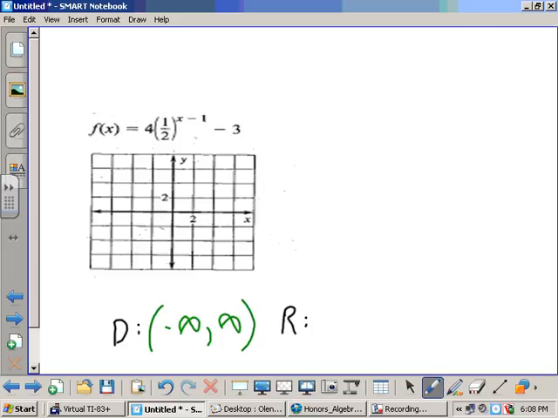The range. The parent function for an exponential has a range from 0 to infinity. It never crosses the x-axis. However, if we look at this function, f of x, this minus 3 subtracted on the end is going to take that parent function and shift it down 3 units. So now, where my parent function normally would have never crossed this x-axis, it has been relocated down 3.